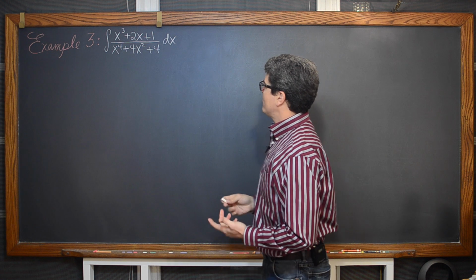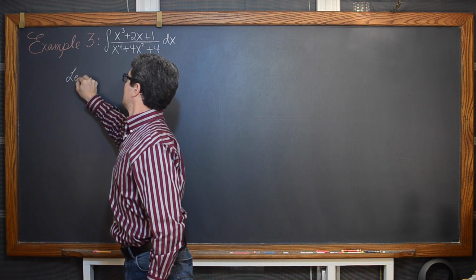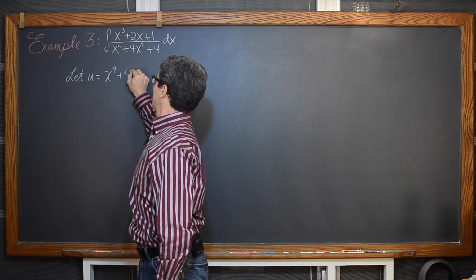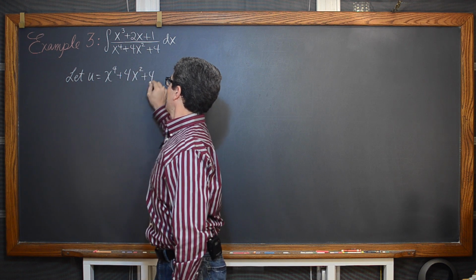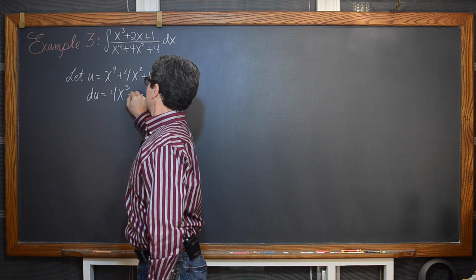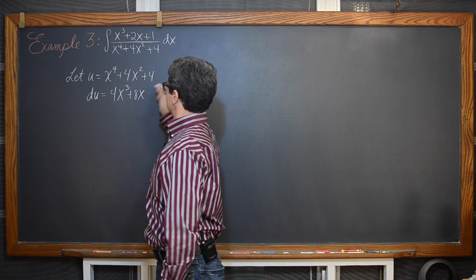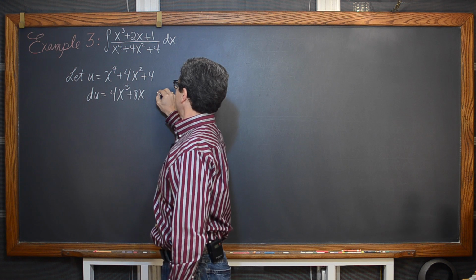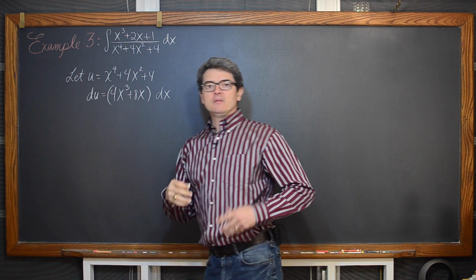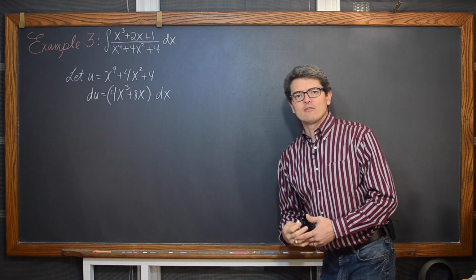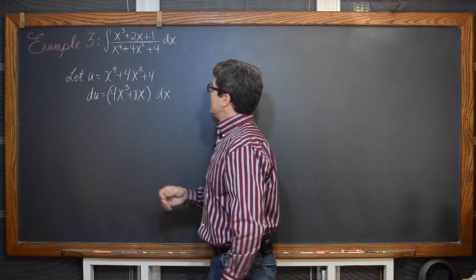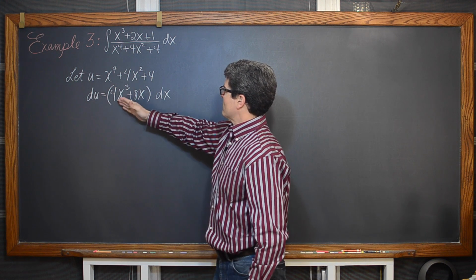Well, if we let u equal x to the 4th plus 4x squared plus 4, then du is going to be 4x to the 3rd plus 8x dx. Okay, well, that's great, but we're not going to just have a simple u prime over u. We're not just learning how to integrate the natural log function, or get the natural log function as an answer.